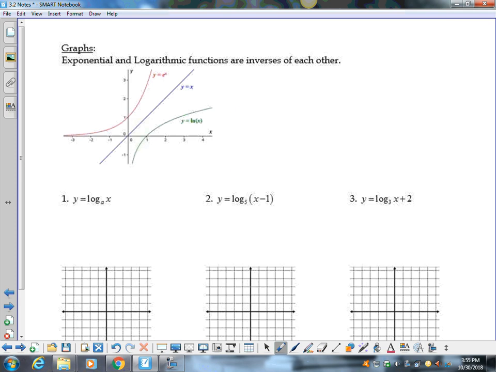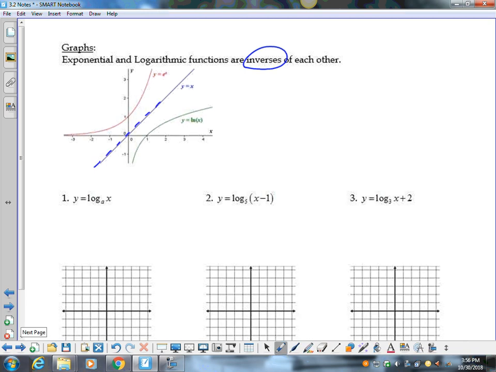Okay, the last thing we need to do is graph these. A very, very important relationship that you absolutely cannot skim over, because this is really important in the future. Exponential functions, which is the red graph, which we did 2 days ago, and logarithmic graphs, which are the green graph, are inverses of each other. Now, if you'll think back to chapter 1, we talked about inverses. And inverses reflect on the line y equals x.